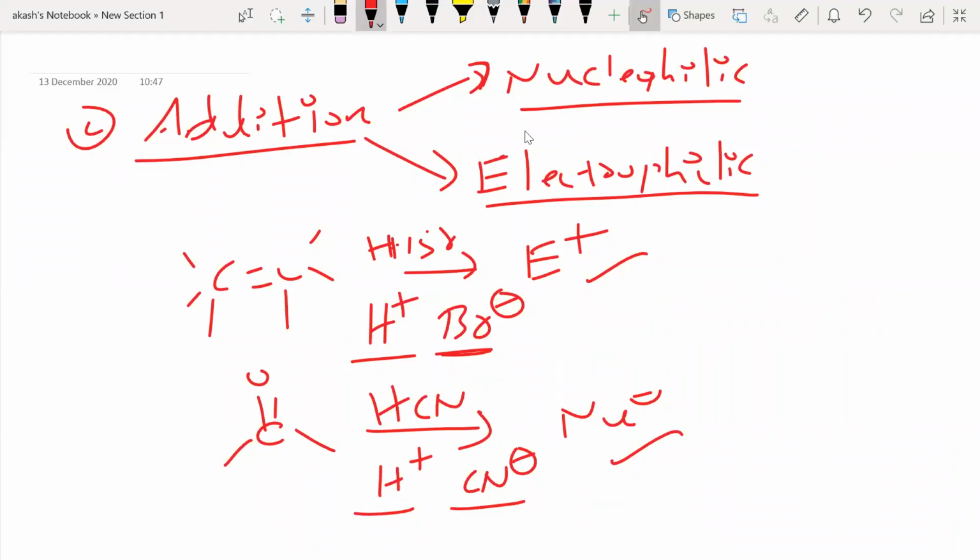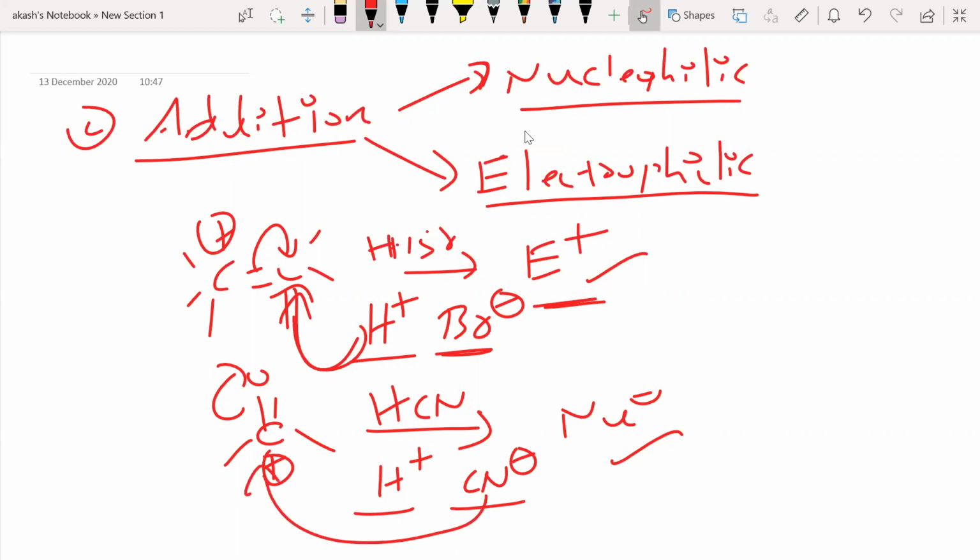Okay, so if that's the case, say if I add H plus to this, now this bond would have broken. I will be getting a positive charge here. Again, this bond breaks. I will be getting a positive charge here. So it's not about that. So guys, it is about which attacks first. In your electrophilic addition, the electrophile attacks first, the H plus attacks first. And in the case of a nucleophilic addition, the nucleophile attacks first. That is the basic difference. So it depends on which attacks first.